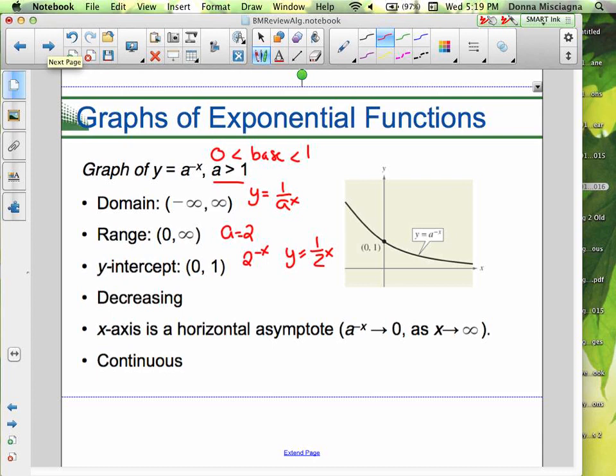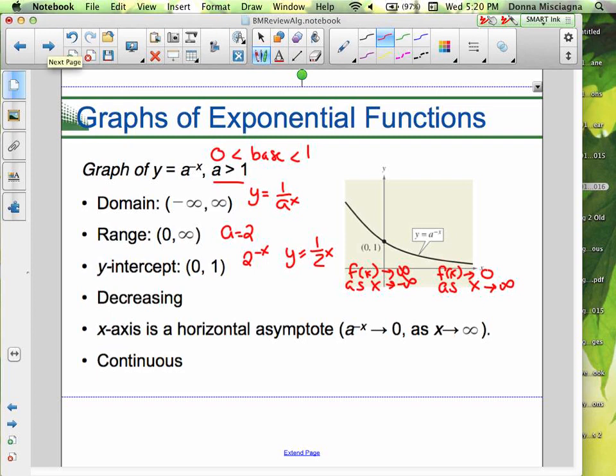Same domain, same range, same y-intercept. What's different is instead of increasing, we're going to be decreasing. We're decaying. Okay? So that's going to change our end behavior. So now it's going to be just the opposite of what we had for exponential growth. So now f of x will go to 0 as x goes to infinity. And on the other side, f of x will go to infinity as x goes to negative infinity.